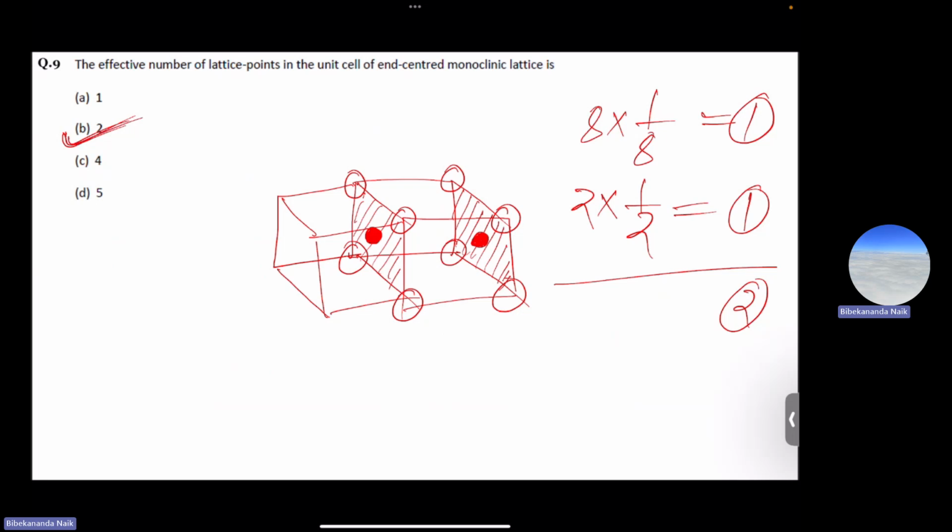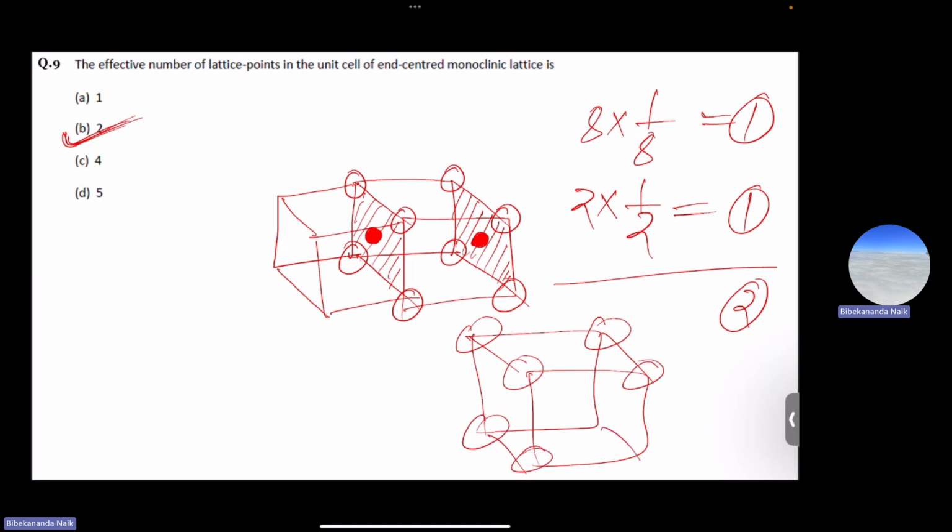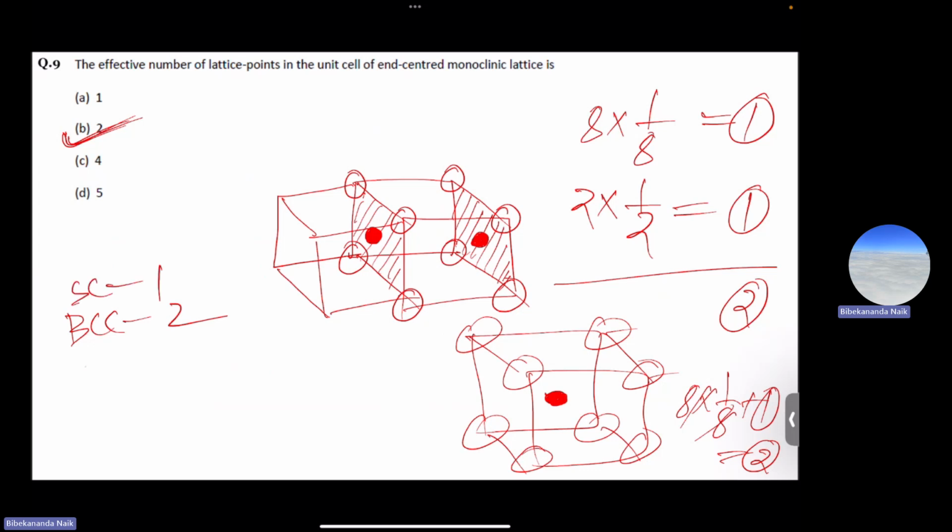Similarly, if you talk about body-centered cubic, in addition to the atoms present at the corners, one atom is at the center. Since this atom is inside the unit cell, it wholly contributes to the crystal structure. So from the corners it will be 8 into 1/8 plus 1, because it contributes wholly. So it will be 1 plus 1, 2 again. So for body-centered cubic, the effective number is 2. For simple cubic, effective is 1. For end-centered cubic, effective is 2.